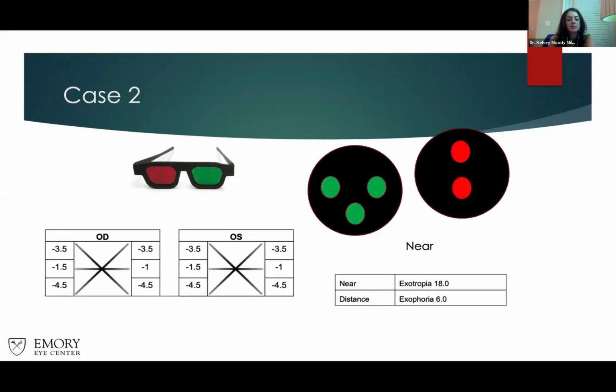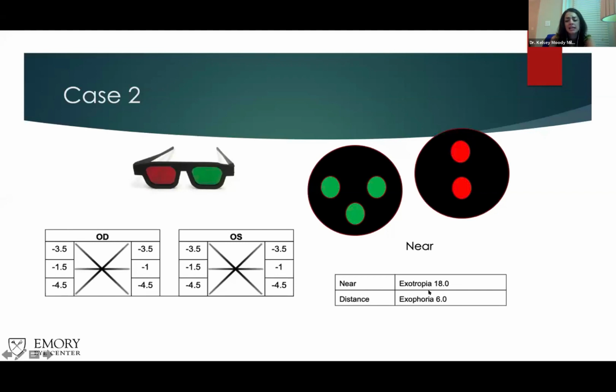And so when we look at his motility, he has both a supraduction and an infraduction deficit, as well as an adduction and an abduction deficit, which is very common in what we see in patients with progressive supranuclear palsy. They often have this vertical gaze palsy and a hard time moving the eyes in general.